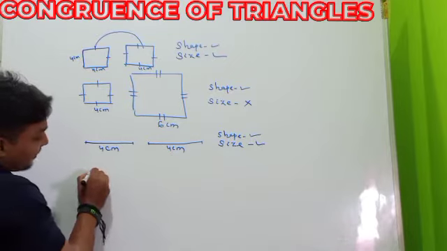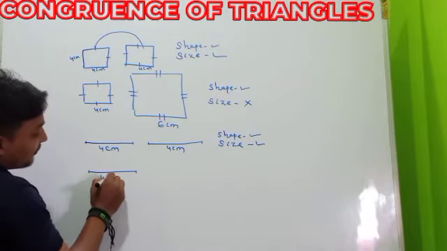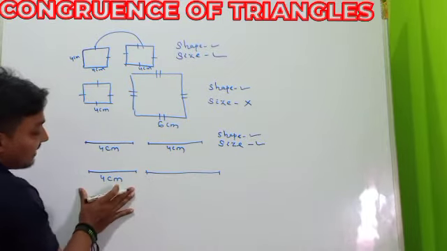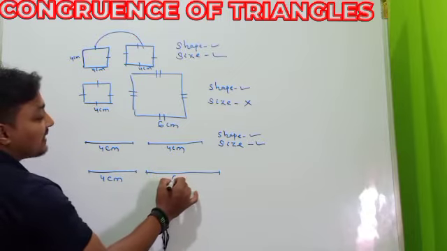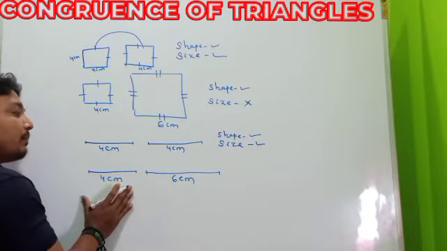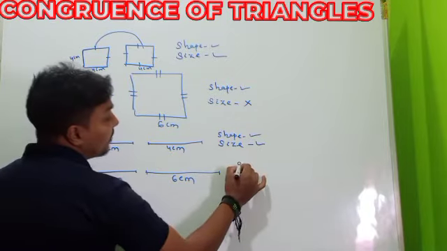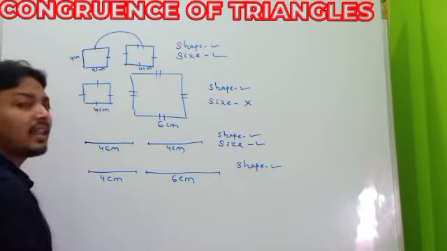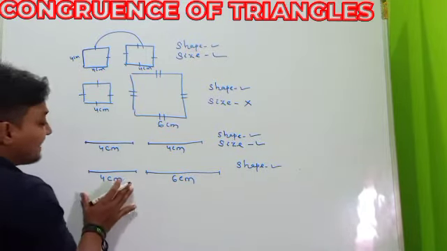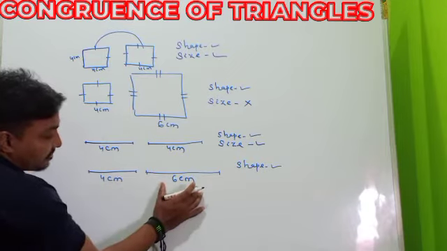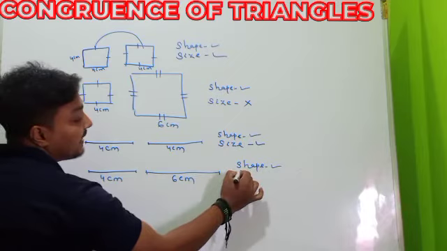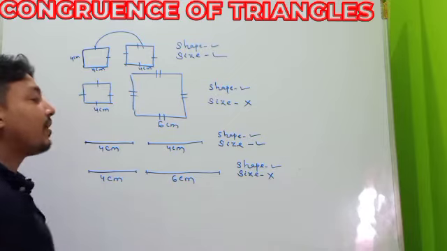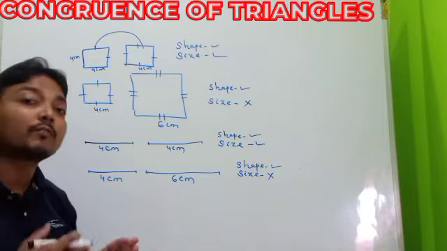Here is another example I am giving, whose length is 4 centimeter, and here its length is, suppose, 6 centimeter. The similarity between them is that both of them have the same shape, because the shape name is line segment, and the size is different because this one is this much but this one is a little bit larger. So here I am writing that both of them have different sizes. So their size is not equal for both cases.